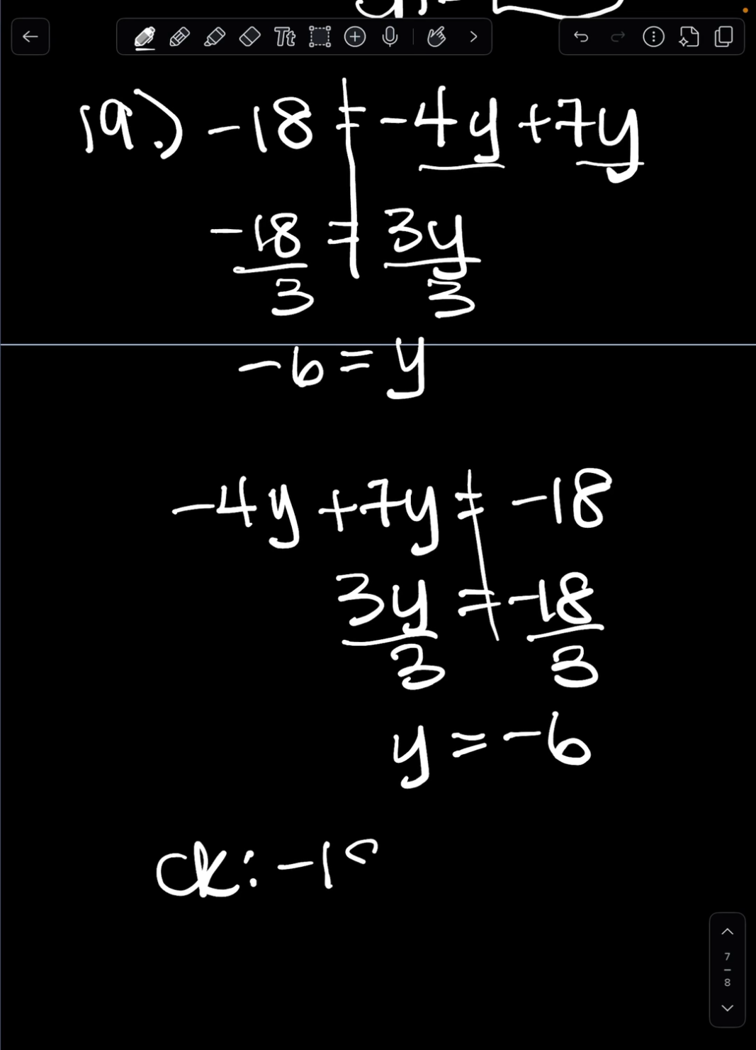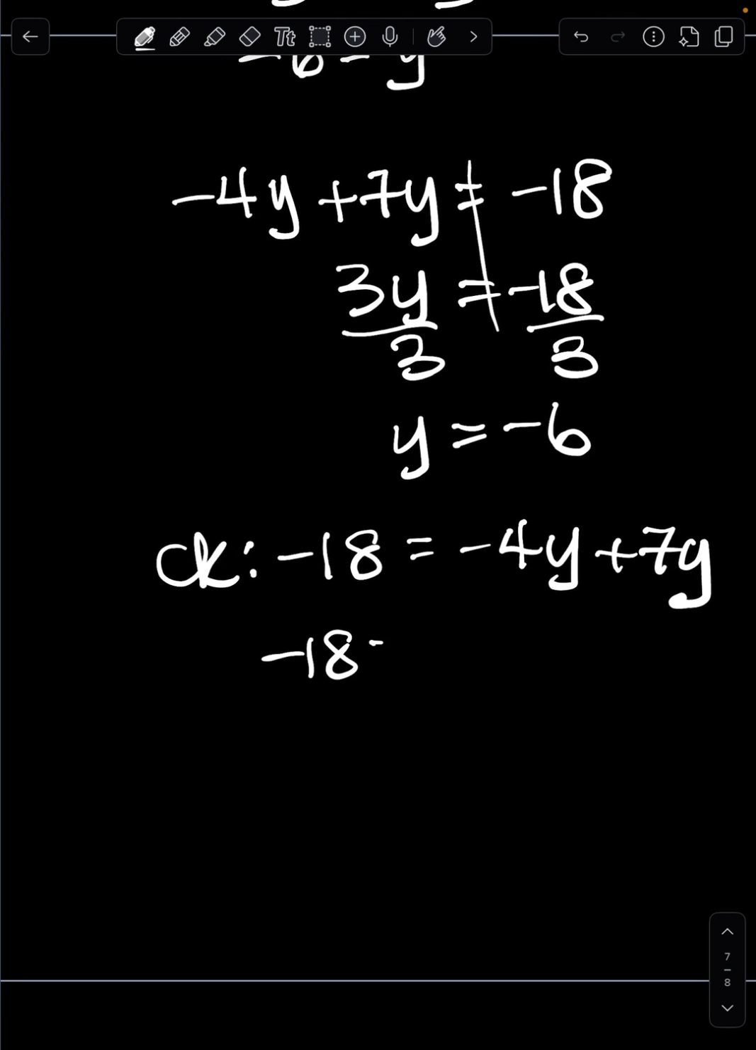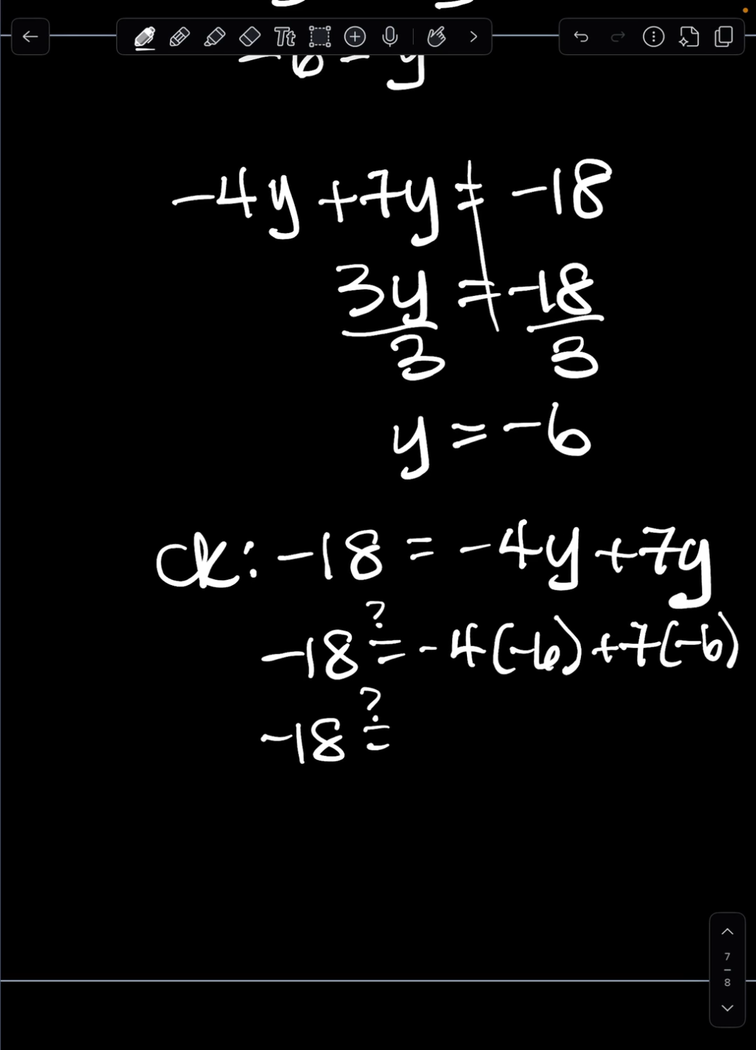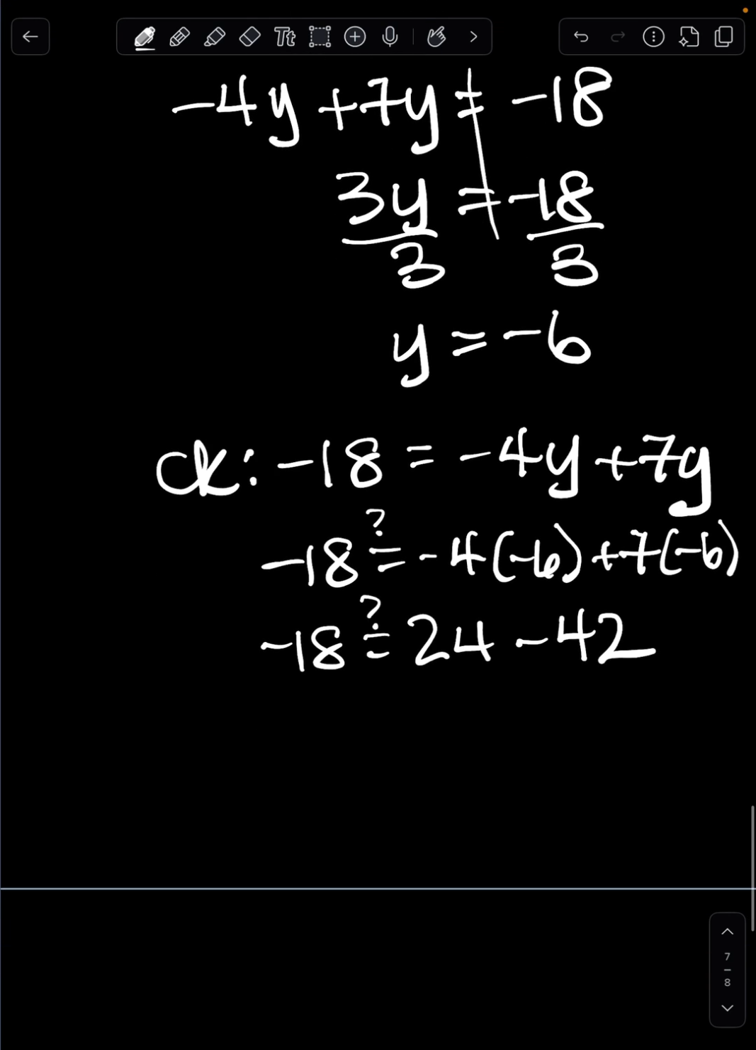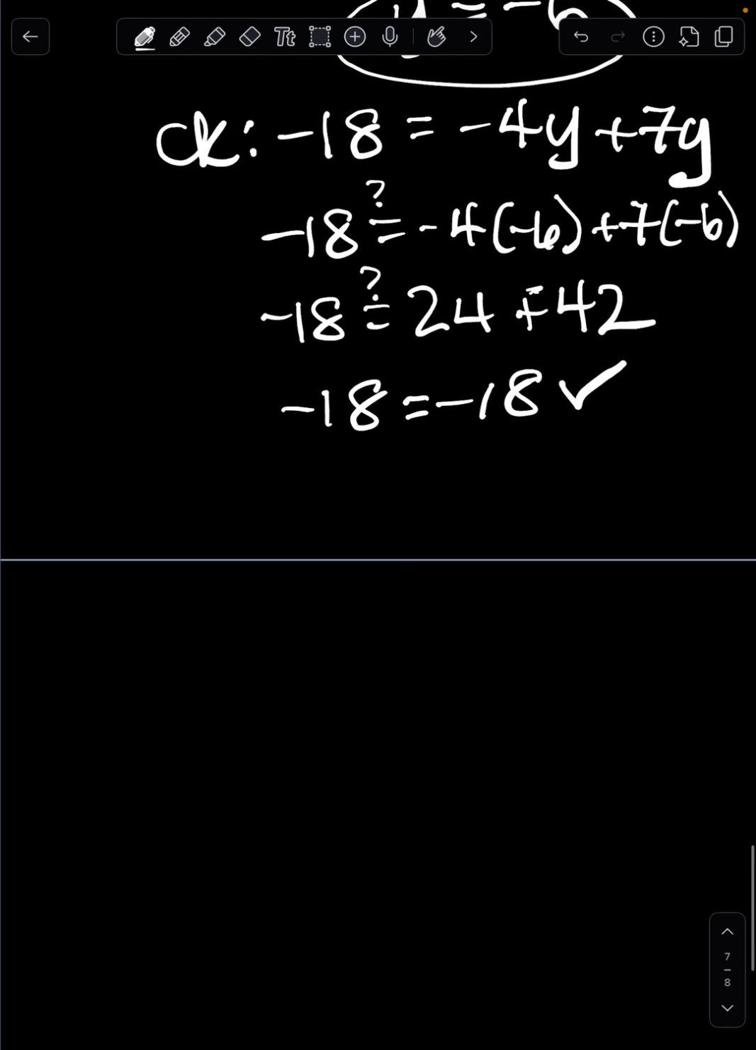All right, let's check with the original. So negative 18 equals negative 4y plus 7y. Let's plug in negative 6. Make sure you put that in parentheses so you don't get confused. So we have negative 18 equals 24 minus 42, or plus a negative 42, however you want to think about it. And that does equal out, which means our original negative 6 was correct.